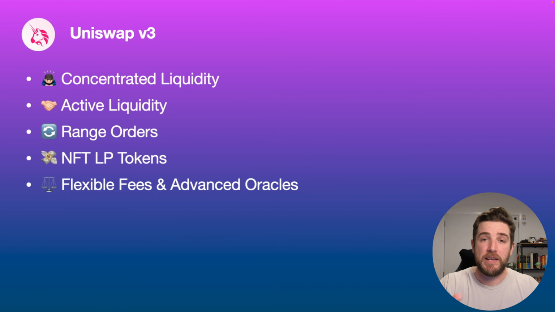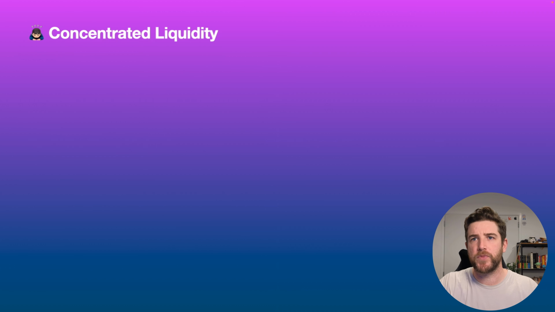Let's go through the main features of Uniswap V3. Concentrated liquidity, active liquidity, range orders, NFT LP tokens, flexible fees, and advanced oracles. We are going to see 4 of these, advanced oracles probably not much in this session. So let's start with concentrated liquidity.